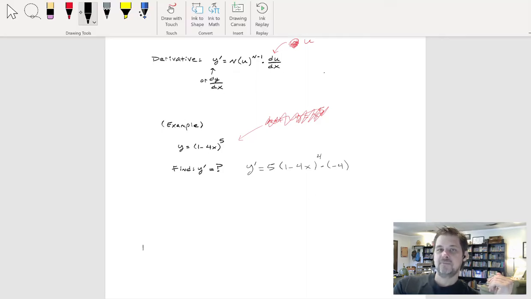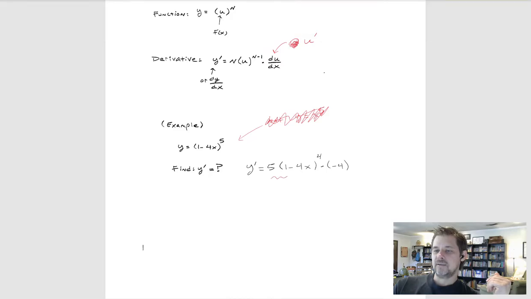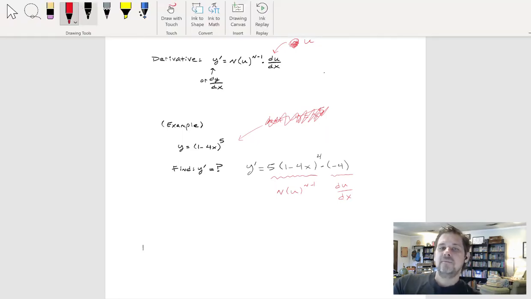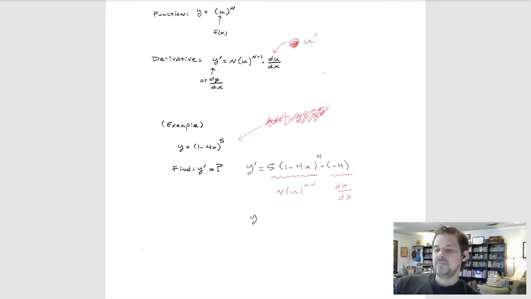Now, sometimes when we're learning a new rule, I like to label everything. So this is n times u to the power n minus 1. That's this part. And then this part is the du over dx, the derivative of 1 minus 4x. And then we've got the rule complete at that point. From here, all that we would need to do is simplify this. I mean, because we've done what the rule says, so that part's complete, and I guess you could say this is the derivative, but we would like to give our answer to be as simple as it possibly can.